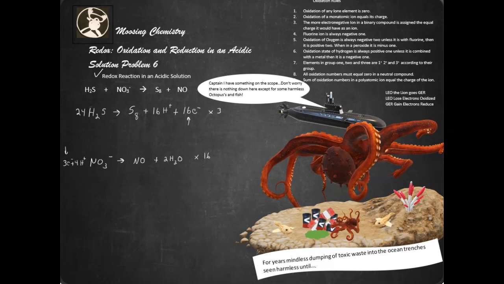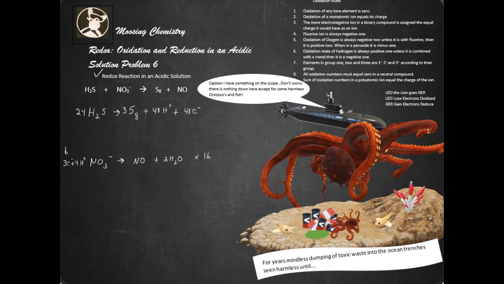We'll put a 3 in front of here. This 16 is going to become a 48, and that's going to become 48 electrons. So let's go ahead and do that. We're going to erase the 16 here and the 16 here, and we're going to put 48 on both of those. And again, this takes a lot to look at, so you have to go slow with it.